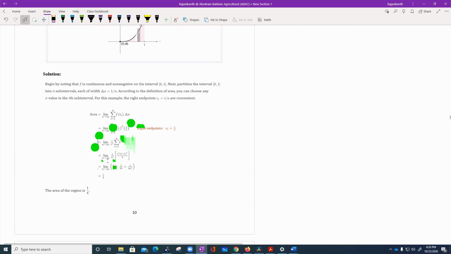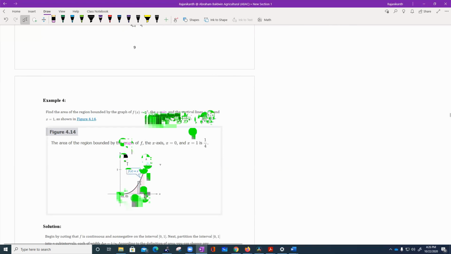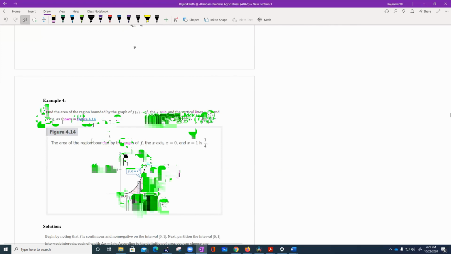Look at this. Let me explain this problem. Find the area of the given region bounded by the graph of x cubed, the x-axis, and the vertical lines x is 0 and x is 1. Okay, so this is the area you need to find out. We are going to use the limit definition, so you have to understand the question carefully.